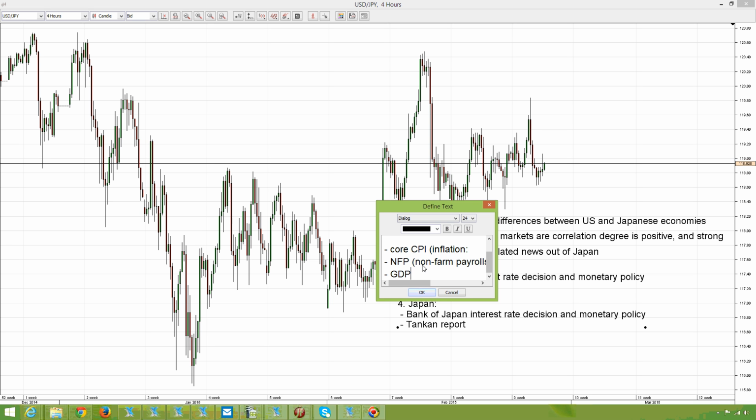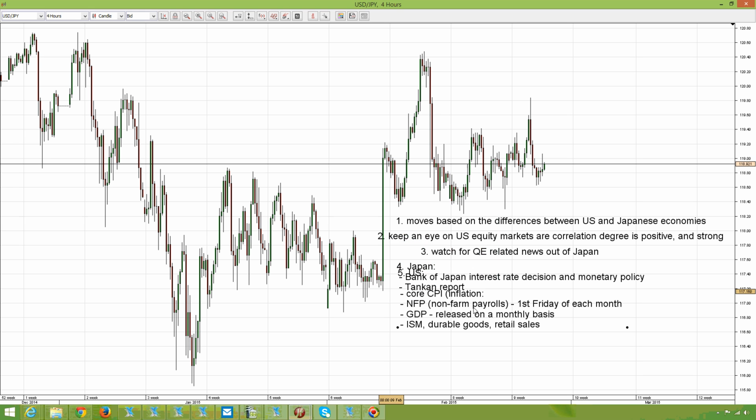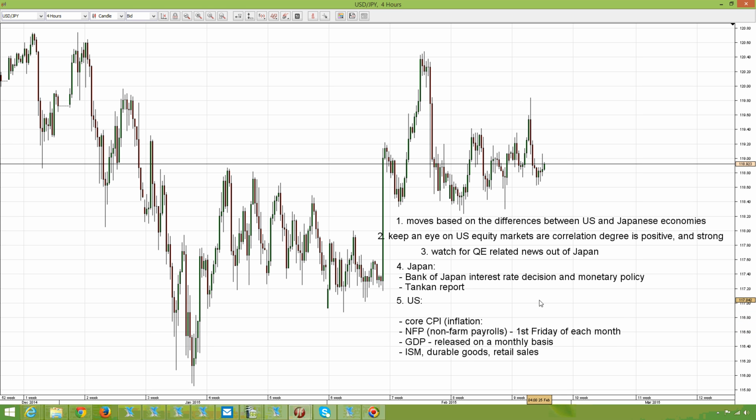The GDP, or gross domestic product, of course, is released on a monthly basis. And last but not least, ISM, both manufacturing and non-manufacturing, durable goods, and then second tier data like retail sales. Retail sales is not actually second tier, and so on. Well, these are the things to consider when trading the US dollar Japanese yen. And these are the things from a fundamental point of view, understanding how the currency pair is constructed, and more importantly, keep in mind that this is a major pair and not a cross.